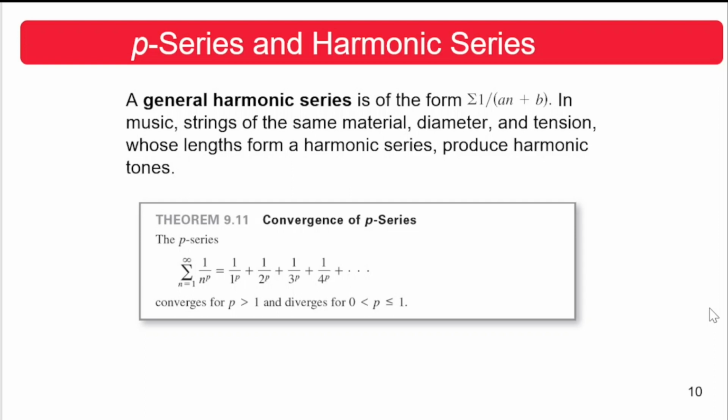According to theorem 9.11, given the p-series of this form, summation of 1 over n raised to p, where n is from 1 to infinity: if n is 1, we have 1 over 1 raised to p. If n is 2, then you have 1 over 2 to the p. If n is 3, then you have 1 over 3 raised to p, and so on and so forth. The p-series of this form is said to be convergent if the value of p is greater than 1, and diverges if the value of p is greater than 0 but less than or equal to 1.